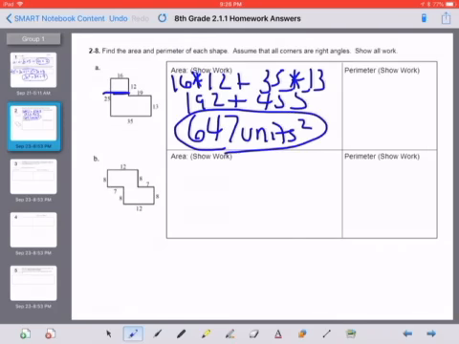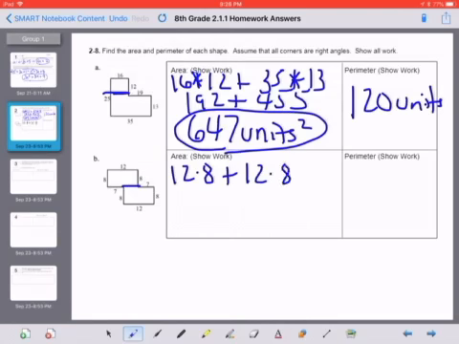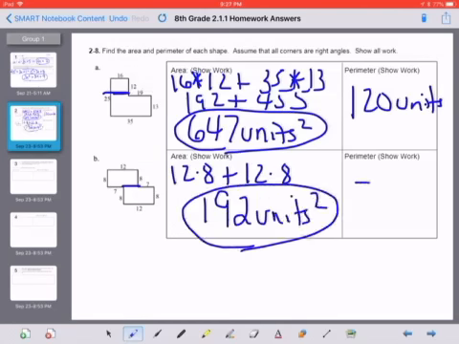And then to find the perimeter, I just added up all the sides, and I ended up with 120 units. For the second shape, I split it in half right there, so I ended up doing 12 times 8 plus 12 times 8, which is 192 units squared. And for the perimeter, I just added up all the sides. I ended up with 70 units.